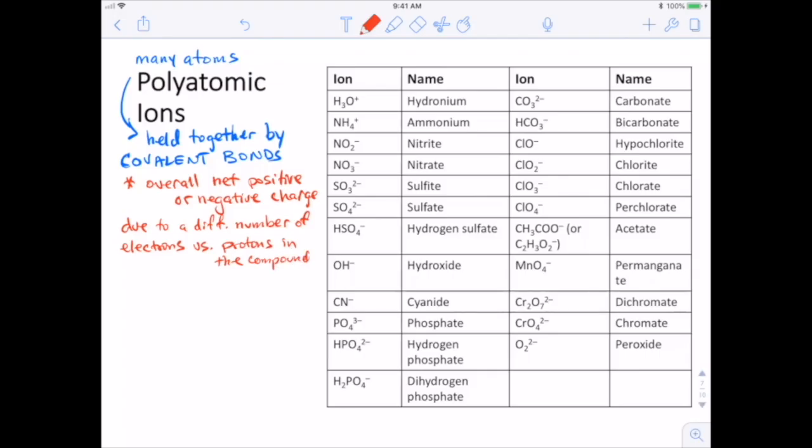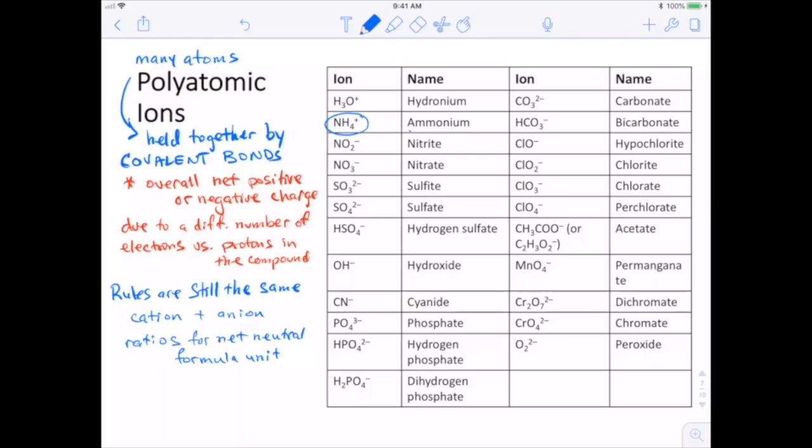But the rules are still the same, meaning that you have a cation paired with an anion, and they have to form ratios that give you a net neutral formula unit. The only difference is that they're not just single atom monatomic ions, they're now polyatomic ions. So for example, you take a look at NH4+, the ammonium ion.